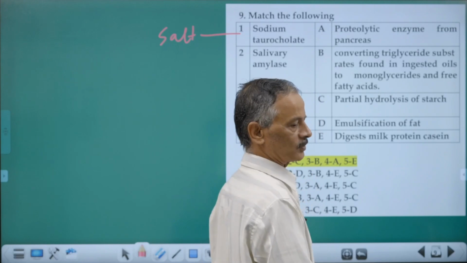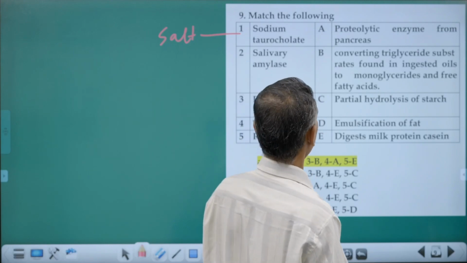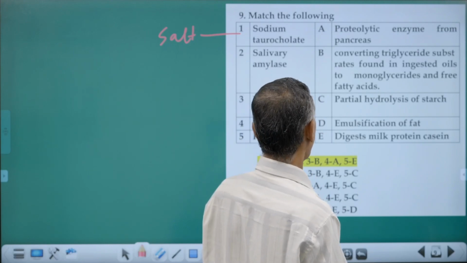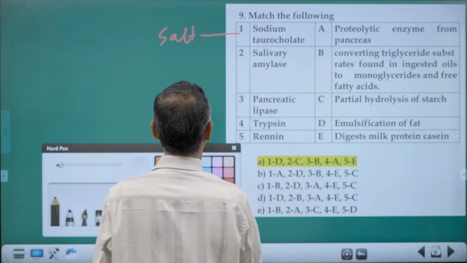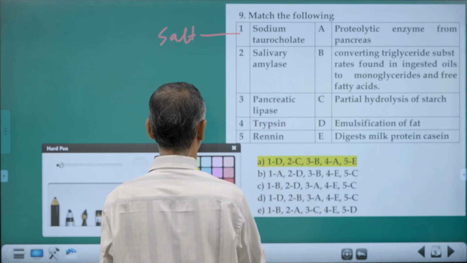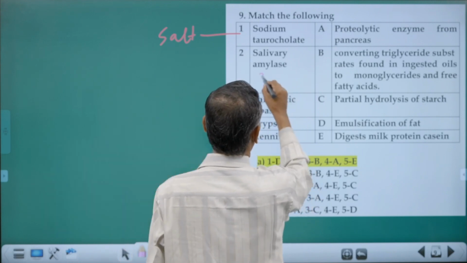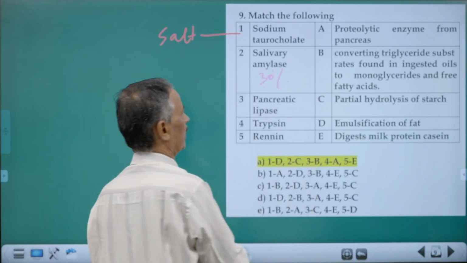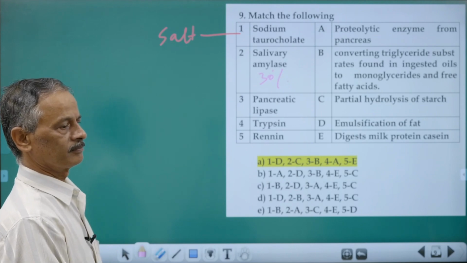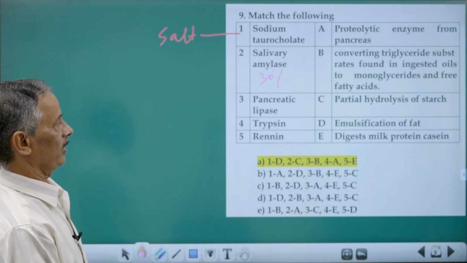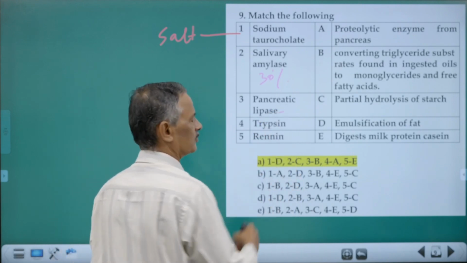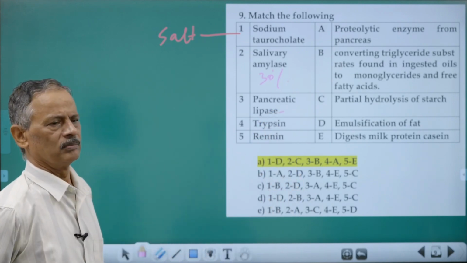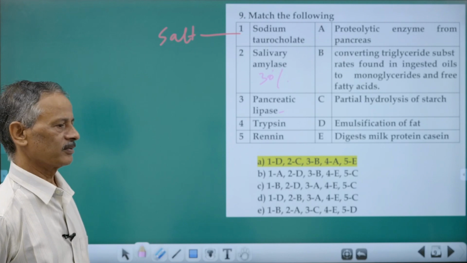Salivary amylase is called ptyalin. It causes partial digestion of starch. We know that the starch will be 30% digested by the salivary amylase. Pancreatic lipase is the most powerful lipid digesting enzyme.